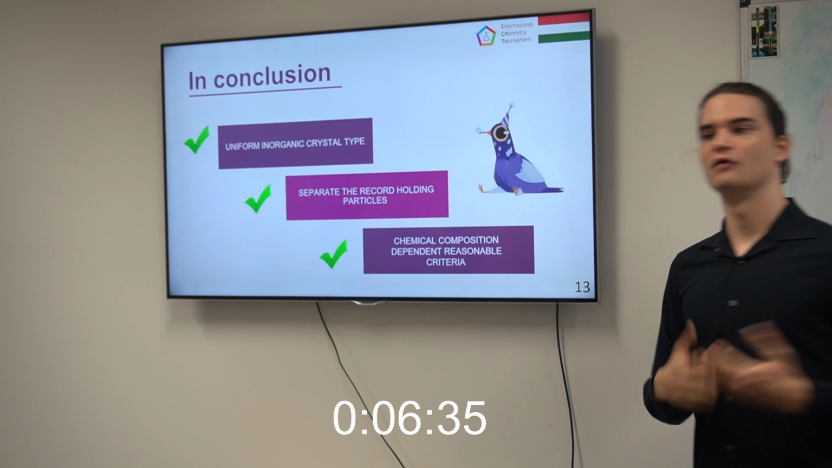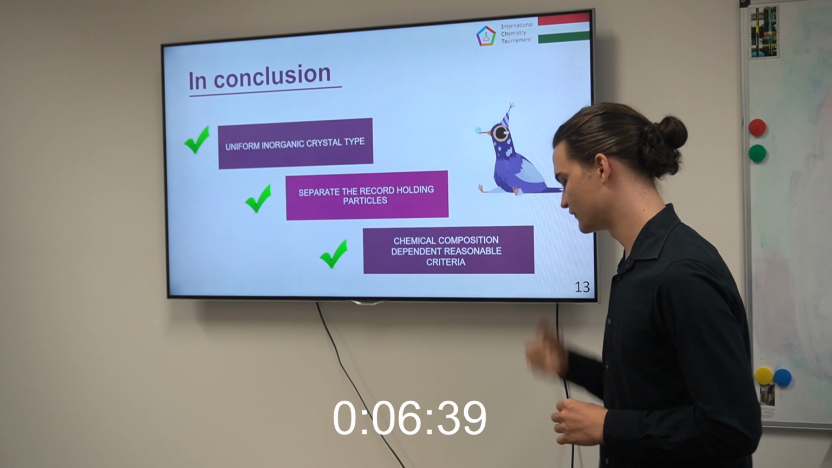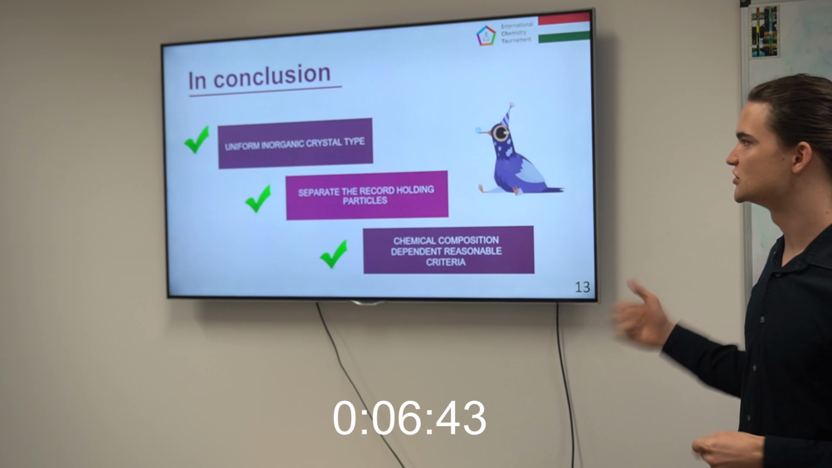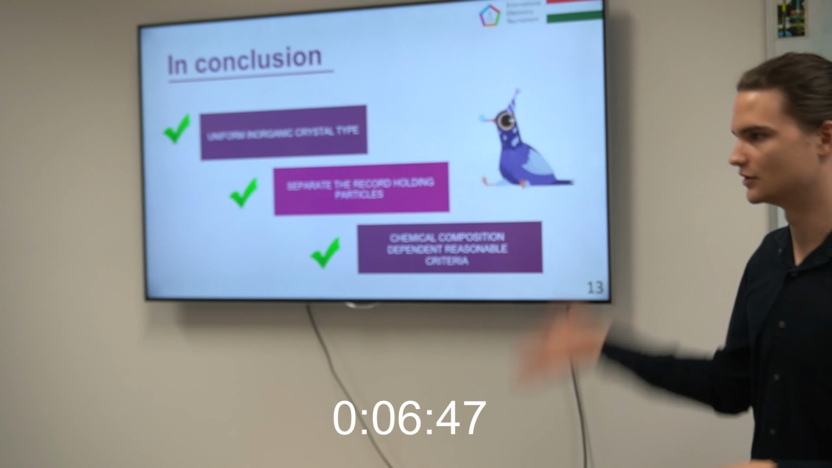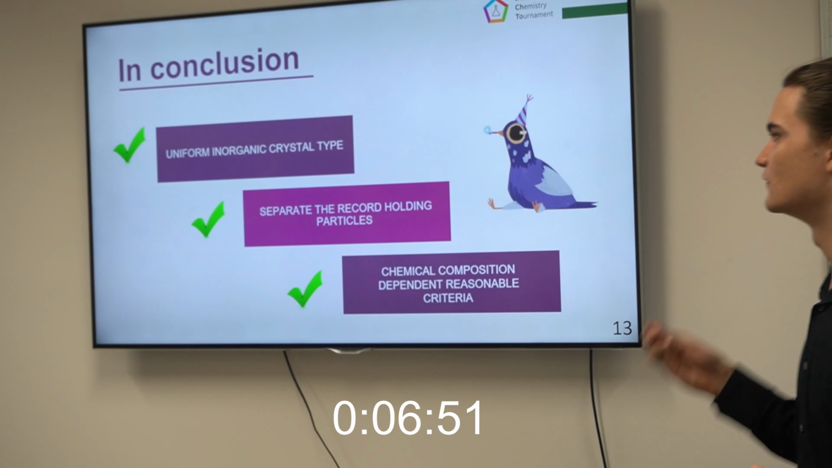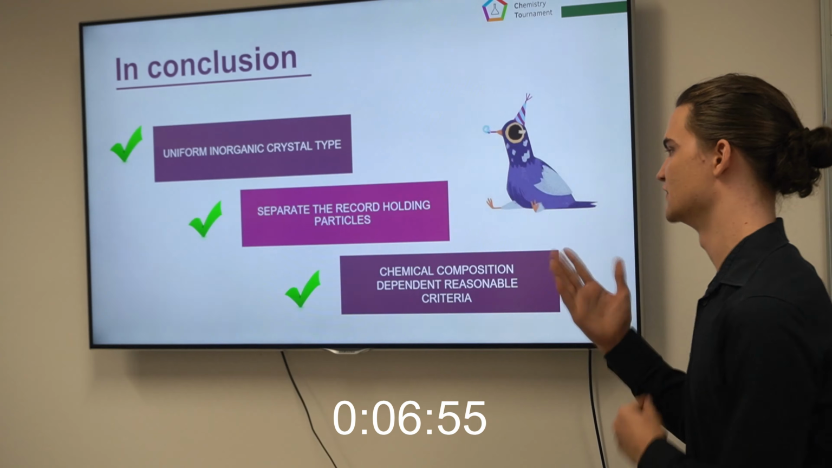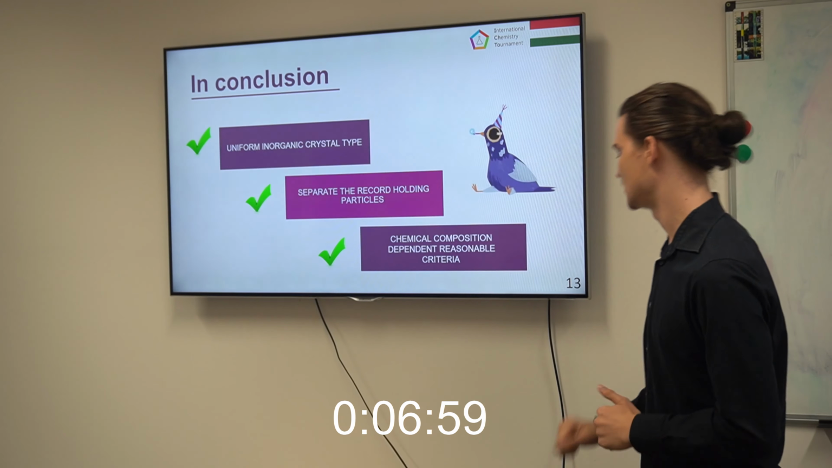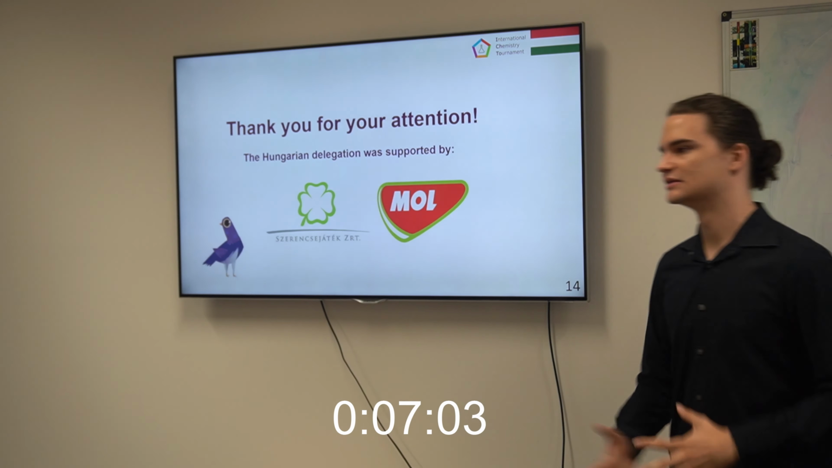In conclusion, I would like to state that I have solved the problem, so I proposed a way of creating a mixture of particles, which has a uniform inorganic crystal type, which is provided by the original hydroxyapatite structure, and then we separated the record-holding particles based on acid resistance, which is dependent on chemical composition, so it can be used as a selective criteria. Thank you for your attention.